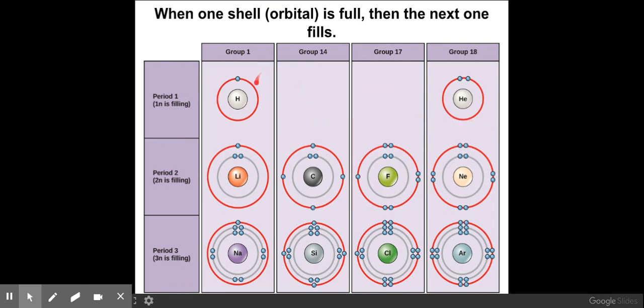Now, when one shell is full, then the next one fills. So this is how these elements would be in the periodic table. Hydrogen only has 1 electron. Going over to helium, it has 2, but then that shell is full. So lithium has 3 electrons, so the next one has to go in the outermost shell. And then you can go over, and however many they have, they only fill up this one. Like this outer shell here with neon is full up to 8. Okay?